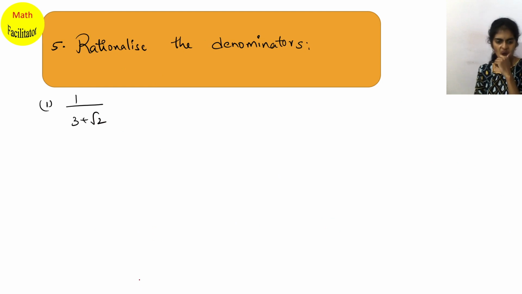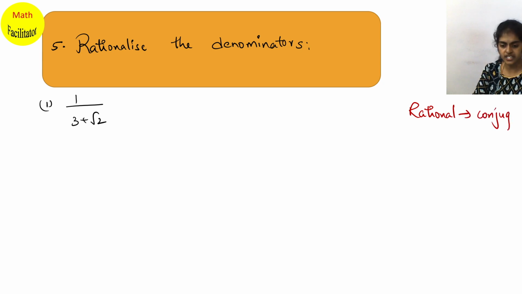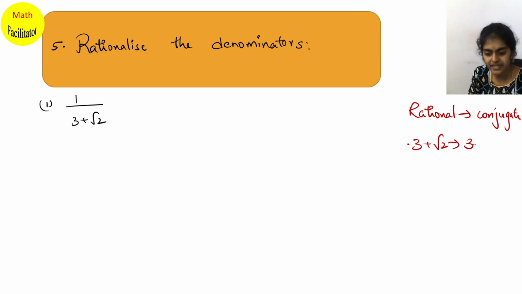Next question, rationalize the denominator. So denominators are given to you. You have to rationalize the denominator. How do you rationalize? For rationalizing, you choose the conjugate. What is the meaning of conjugate? Suppose here you have 3 plus root 2. So conjugate is nothing but 3 minus root 2.